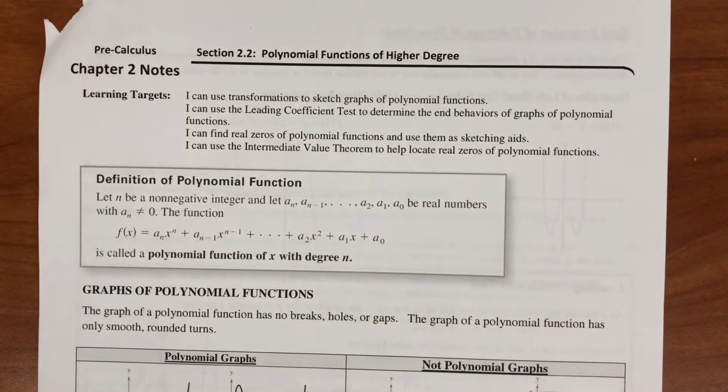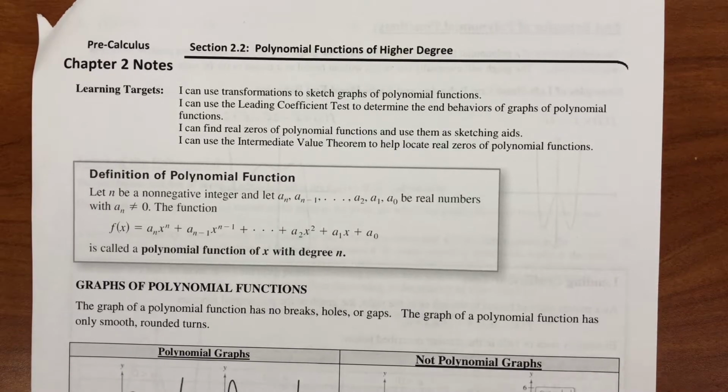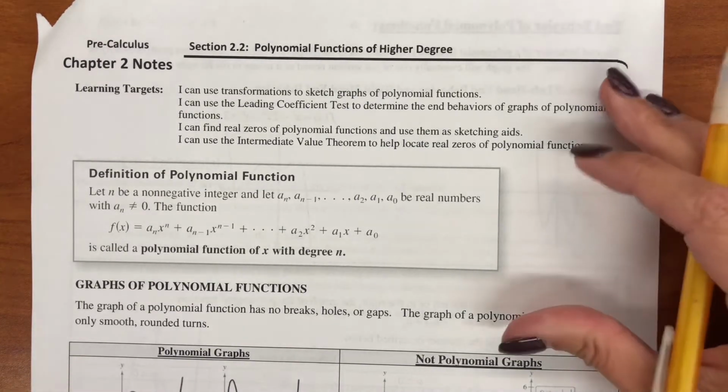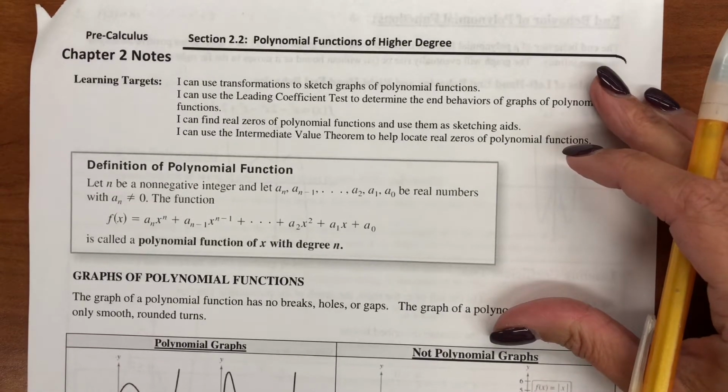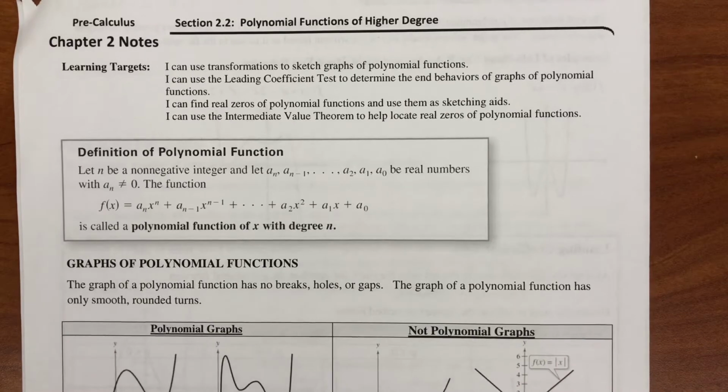Right, so today we are starting a new section. We're in section 2.2, and we're talking about polynomial functions. We're going to look at some different kinds of polynomial functions here and some different key features about these polynomial functions. So first of all, what is a polynomial function?